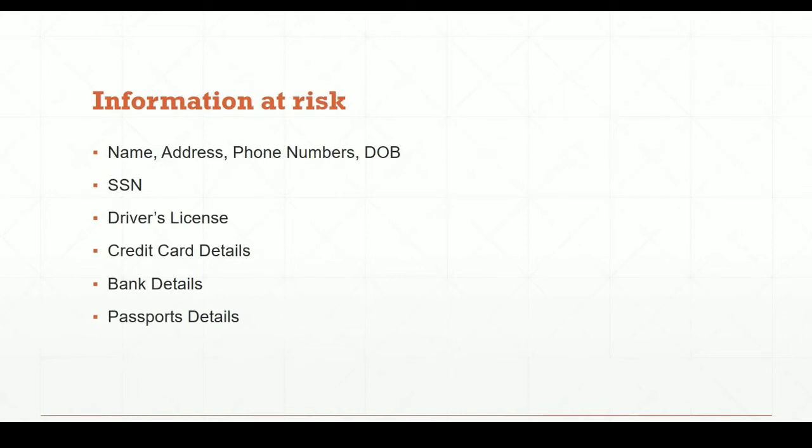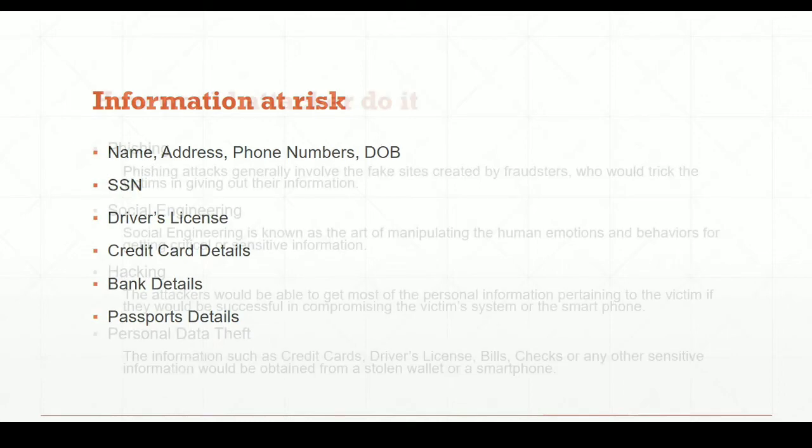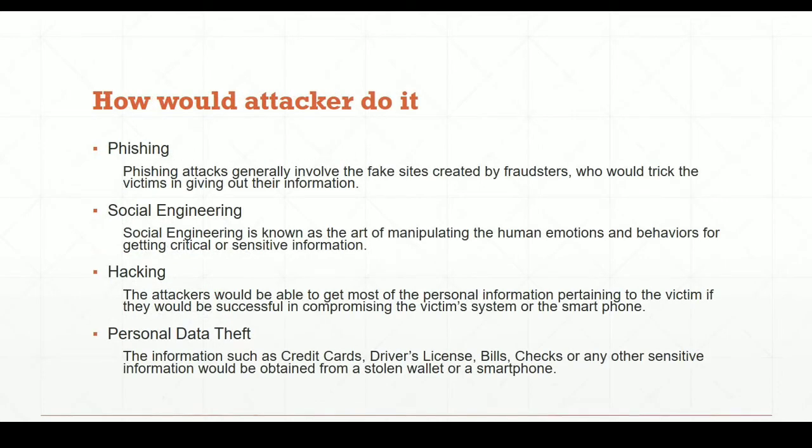So what is the information that is at risk? The information that would be at risk would be your personal information, such as the name, address, phone numbers, or date of birth. It would also include your social security number, the driver's license, the credit card details, bank details, passport details, etc. So how would the attackers generally do it?